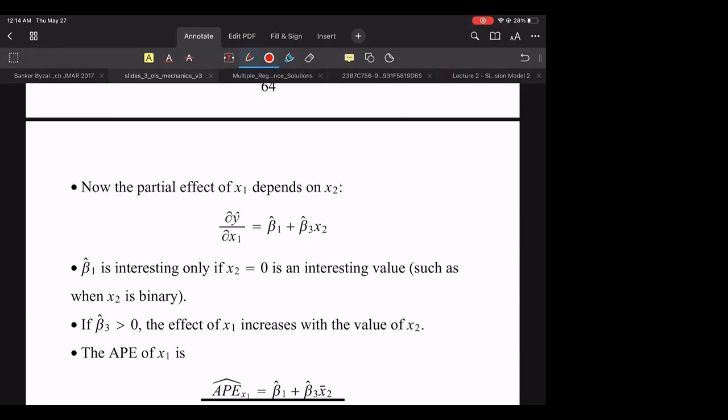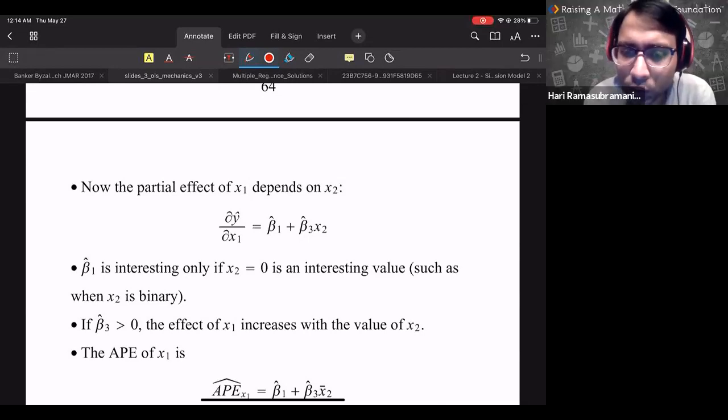Now beta 1 hat is interesting only if x2 is 0, because if x2 cannot be 0, then beta 1 hat doesn't have any interpretation. And x2 being 0 is interesting when x2 is a binary variable, because if x2 is a continuous variable, let's say x2 is age, then beta 1 hat is uninteresting. Beta 1 hat in itself doesn't have any meaning, because x2 is a non-zero variable.